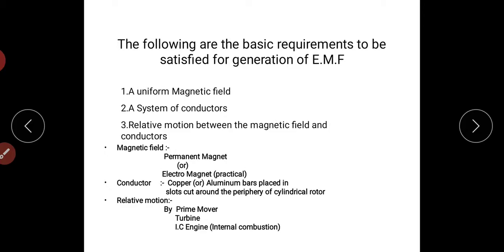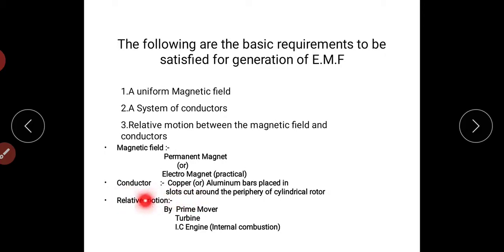So next one, conductors. Generally these conductors are rotating in a magnetic field. They cut the magnetic flux lines, there exists a rate of change of flux linkages, and finally EMF is induced across the conductor. This conductor is made up of copper or aluminum material, which is located in a construction called the armature core.